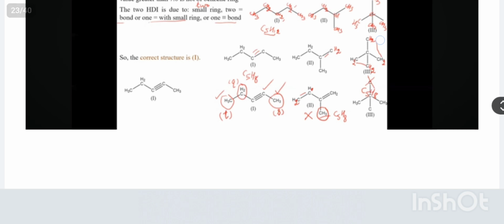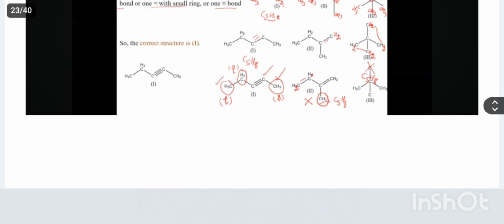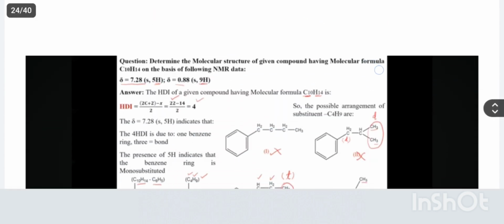The molecular formula C5H8 and the δ values indicate that δ does not have a value greater than 7.0, so there is no benzene ring. The 2 HDI is due to a small ring and 1 double bond, or 2 double bonds, or 1 triple bond. So the possible arrangement of the carbon skeleton with δ = 8.8 (t, 3H), δ = 8.2 (s, 3H), δ = 7.9 (q, 2H). So the correct answer structure is 1.